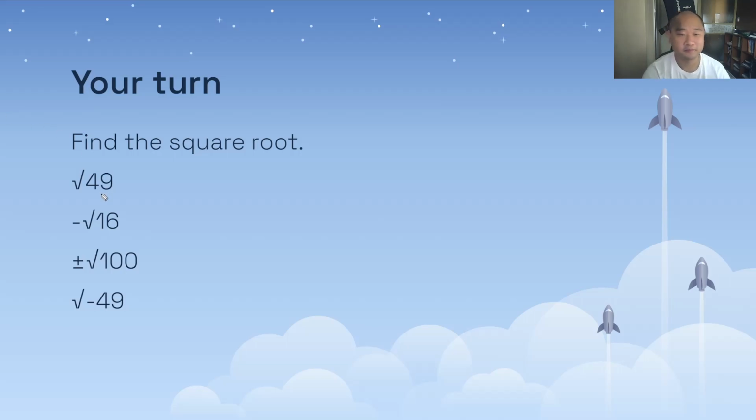Welcome back. The square root of 49 is 7. Negative square root of 16 is negative 4. Plus or minus the square root of 100 is 10 and negative 10. The square root of negative 49, no solution.